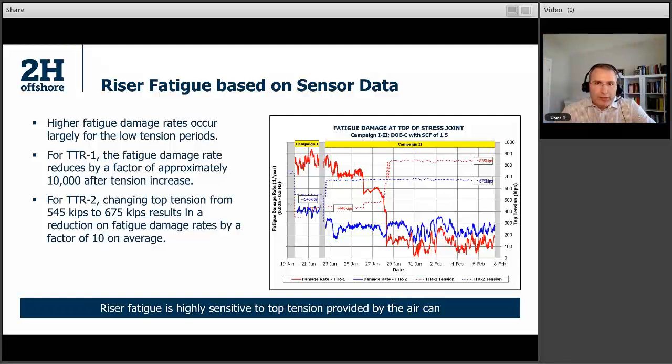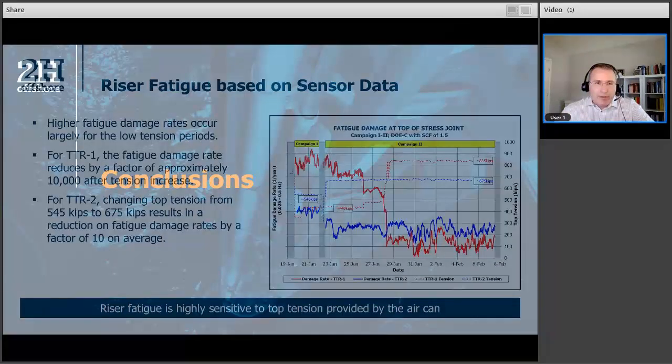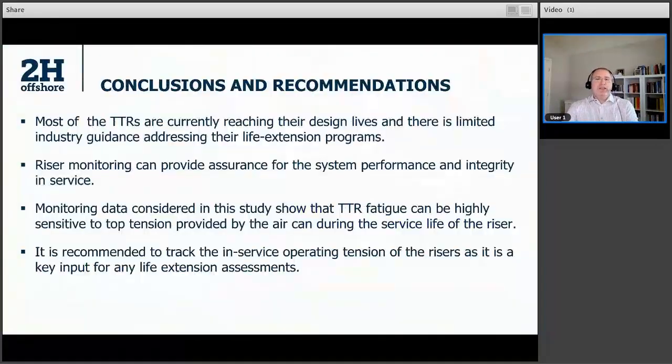So in conclusions, what we can say is most of the TTRs are currently reaching their design lives, and there is limited industry guidance addressing their life extension programs. And riser monitoring can provide assurance for the system performance and integrity in service. Monitoring data considered in this study show that TTR fatigue can be highly sensitive to top tension provided by the ARICAN during the service life of the riser.